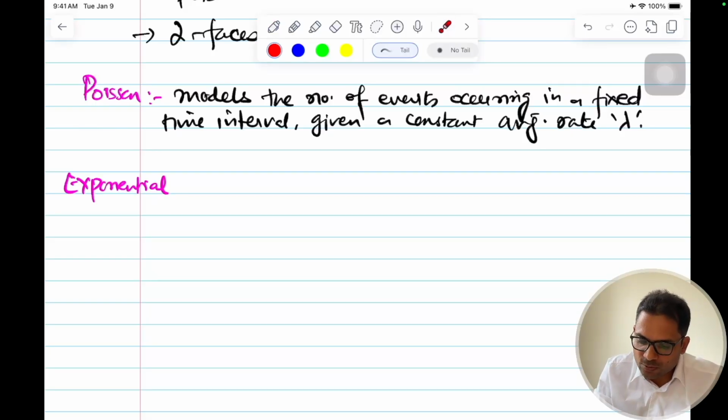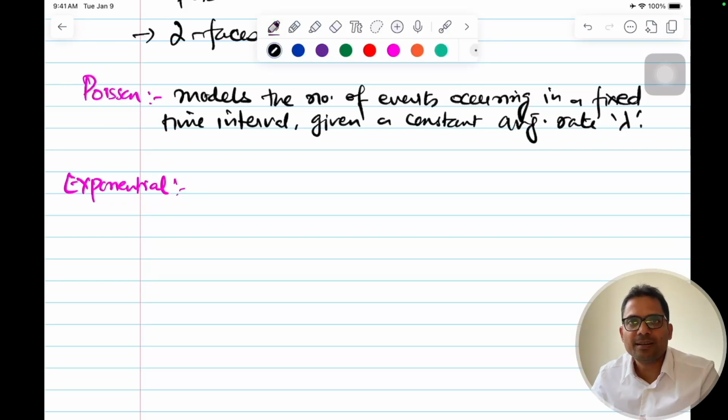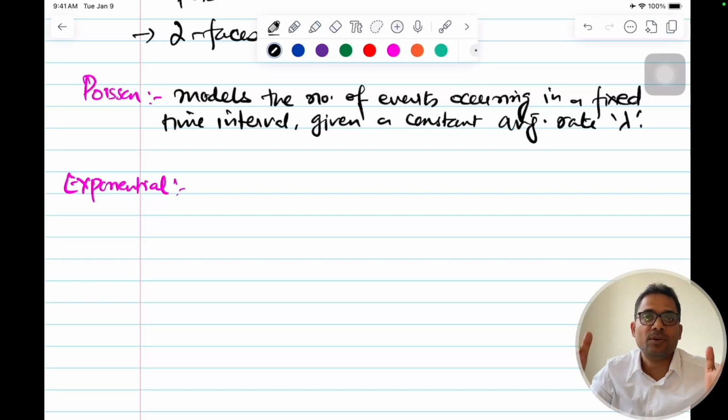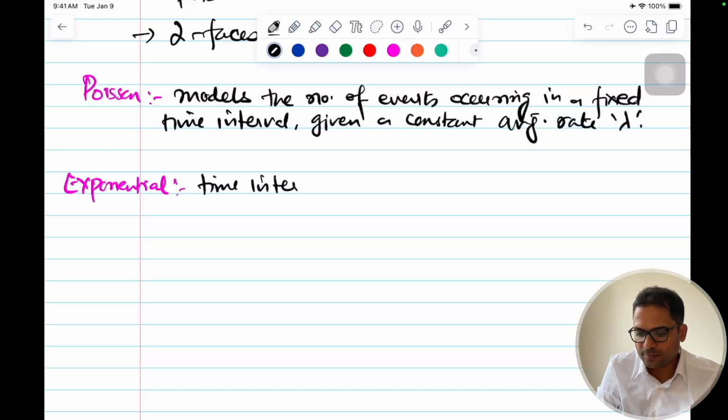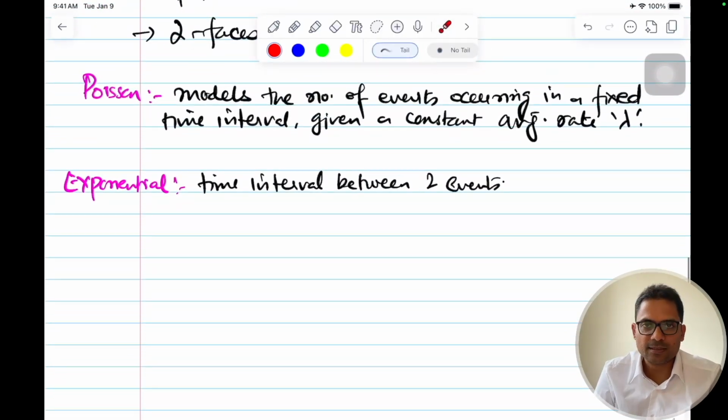And what does the exponential distribution do? Here you see that Poisson is counting the number of events. So this is discrete, how many events will happen, 1 2 3 4. That is what makes it discrete. And what is exponential measuring? Exponential is measuring the continuous time that will pass between these two events. So that's what makes it continuous. So this will measure the time interval between two successive events. I'll just write 2 events.